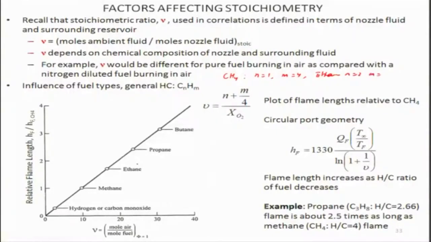For ethane, N is equal to 2 and M is equal to 6, and it will go on increasing. So, therefore, nu will be changing. For C3H8 the SC ratio is what will be affecting it, 2.6, and the flame is about 2.5 times as long as methane, if you look at propane. So, as it is changing, this will change. Therefore, the flame height goes on increasing when higher hydrocarbons are used. One can also look at diffusivity, which plays a role because it is a heavier fuel. It will take more time to go through and mix. So, that is another way of looking at it. Flame length basically increases as the SC ratio of the fuel decreases. That is what they have found out.